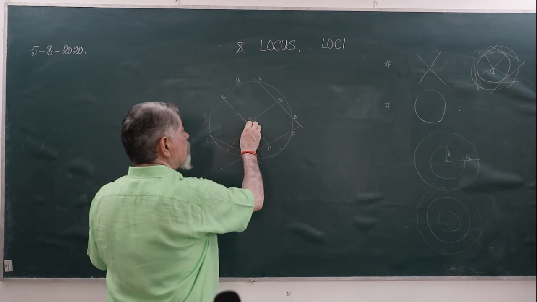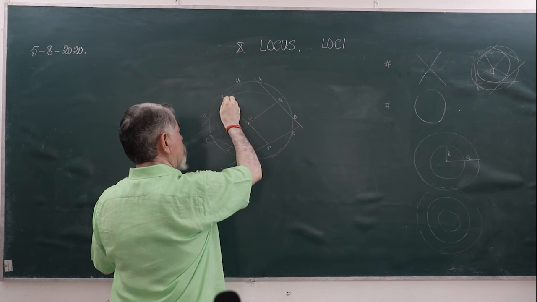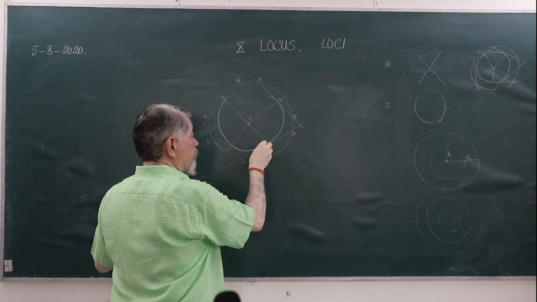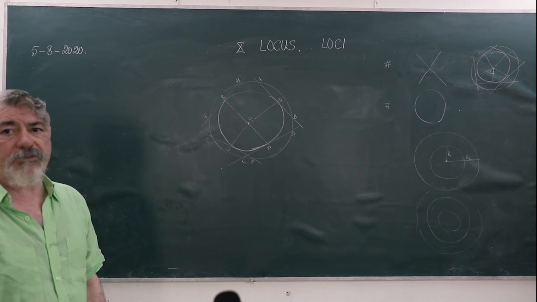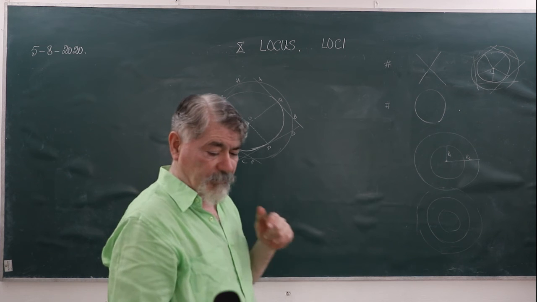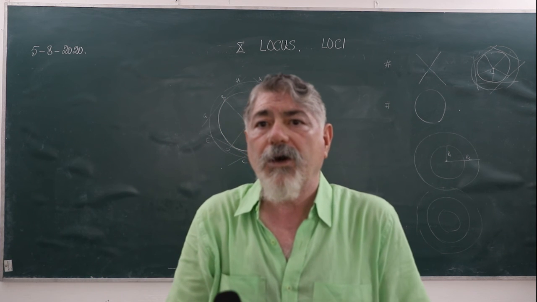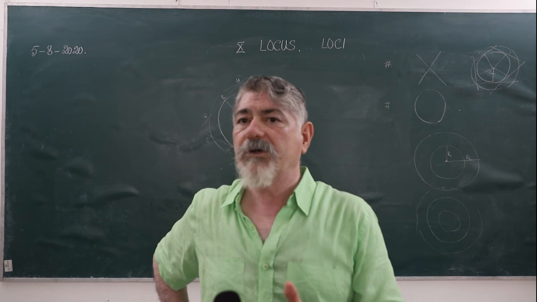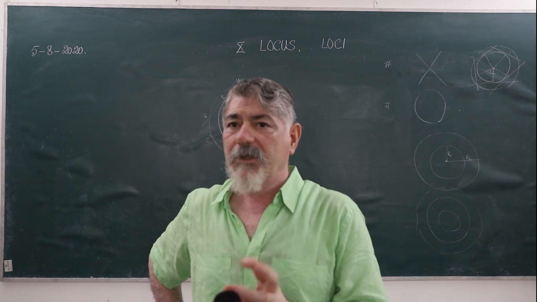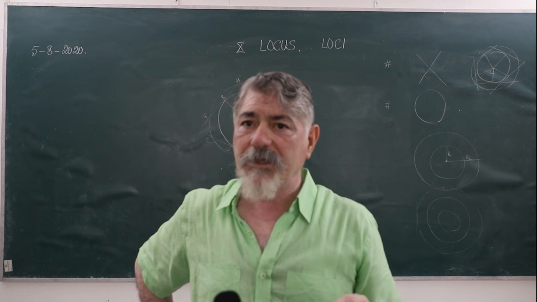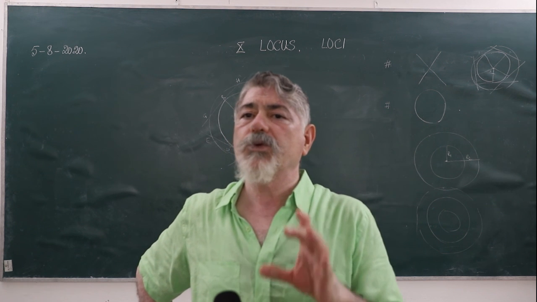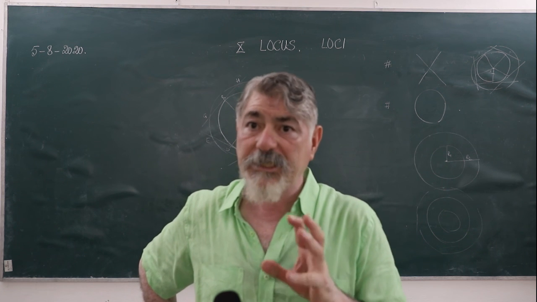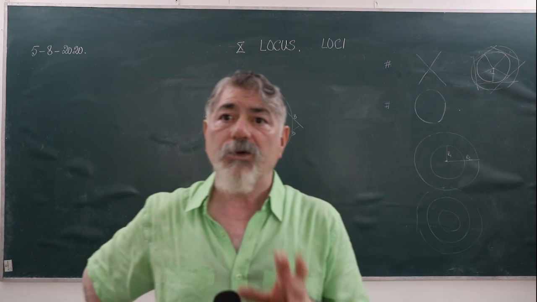If I take O as center and OQ as the radius and draw a circle, that circle will pass through the midpoints of the equal chords of the circle. So the locus is a circle with the center of the circle and radius equal to the perpendicular distance to those equal chords.